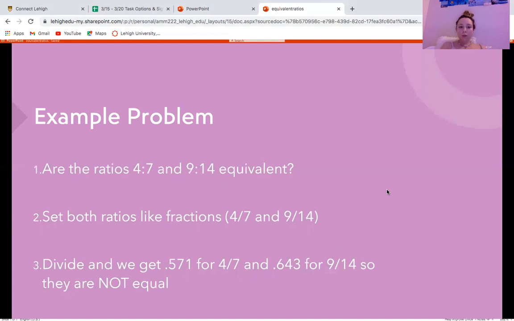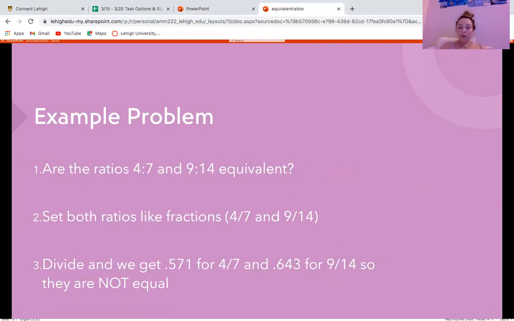A final example problem I have: are the ratios 4 to 7 and 9 to 14 equivalent? So we set both ratios like fractions, 4 over 7 and 9 over 14. We divide the two, and 4 divided by 7 is 0.571, and 9 divided by 14 is 0.643. So we know that these ratios are not equal to each other.